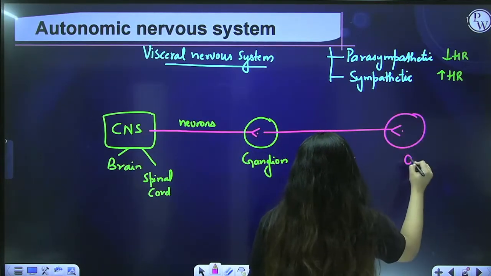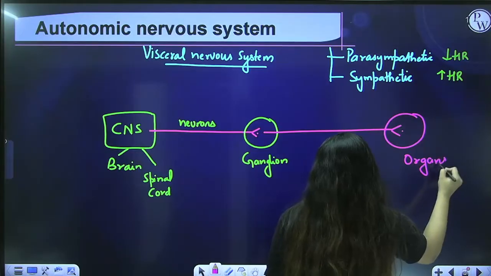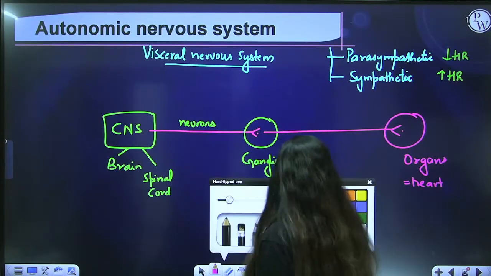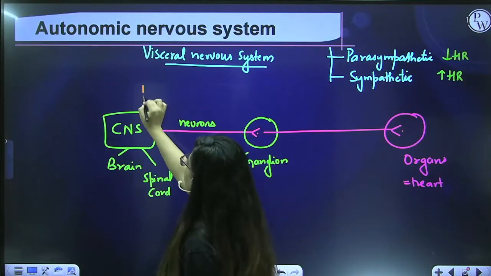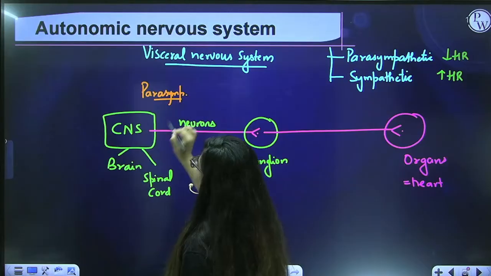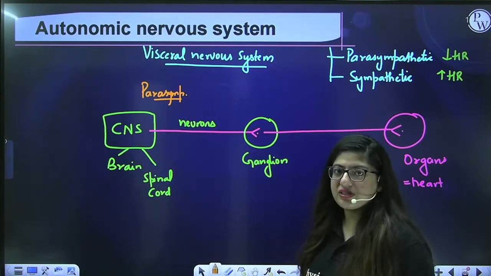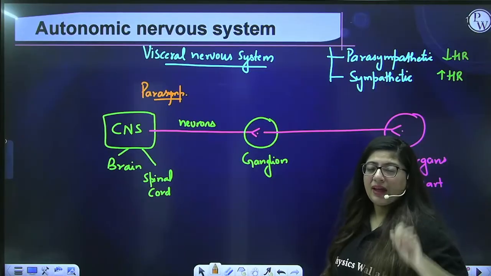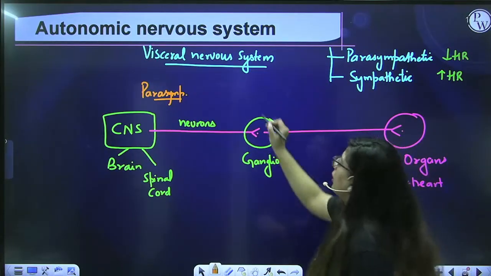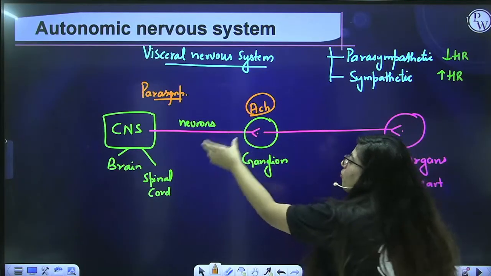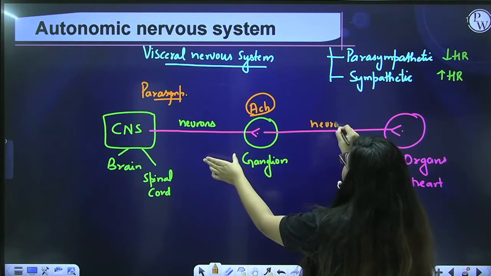Like this is the organ. Okay. For example, this organ is the heart, and we want to decrease the heartbeat. So here the parasympathetic nervous system is functioning, and its neurons will first form a synapse with the ganglion and release a neurotransmitter. And what's the name of that neurotransmitter? Acetylcholine.